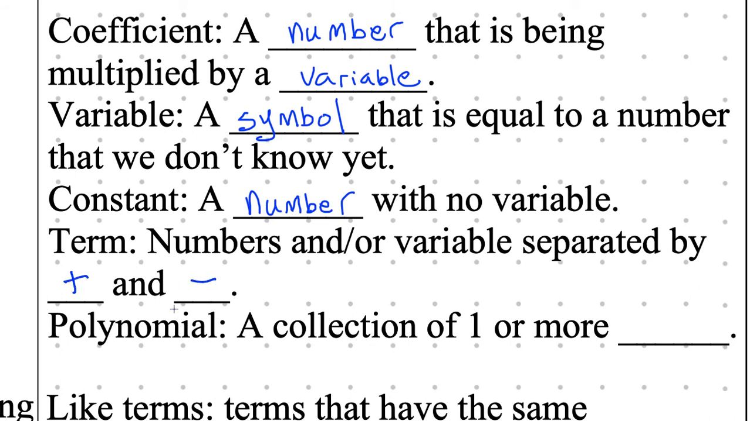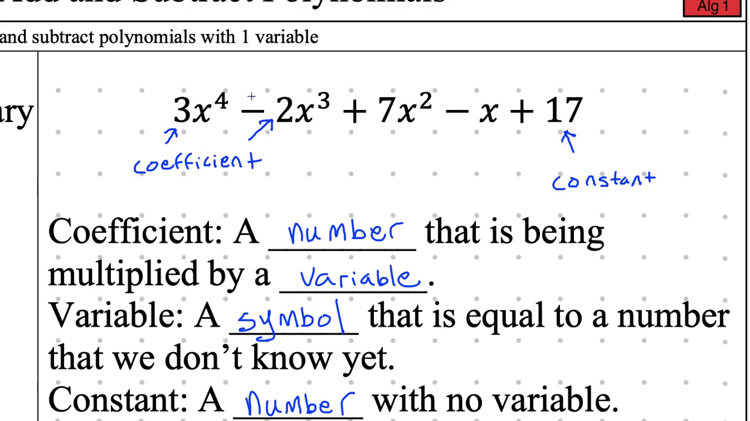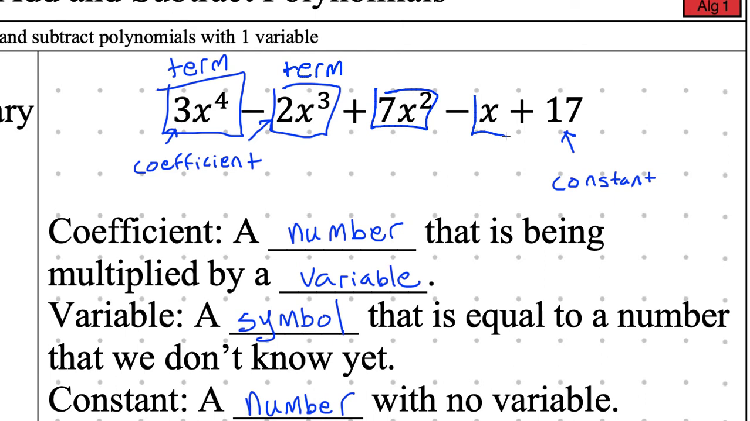Add and subtract are the barriers, which means anything in between add and subtract. Oh look, a subtract symbol, which means this is now a segment, that is a term. So this 3x to the power 4, that is a term. This 2x to the power of 3, well, it's being separated by a minus and a plus, so that must also be a term. I have another term, and another term. I have 1, 2, 3, 4, 5 terms right there.